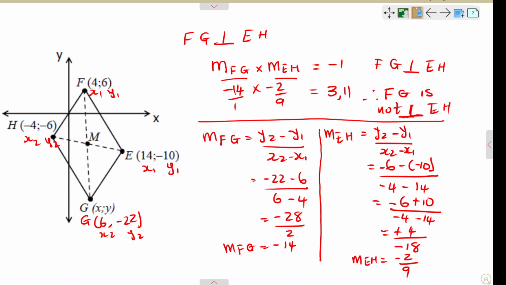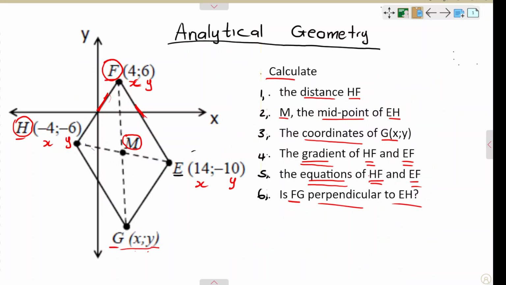If you multiply them and they give you negative 1, then you can say FG is perpendicular to EH. But if it is not equal to negative 1, then that means they are not perpendicular lines. I think we have now come to the end of our exercise. We have answered all the questions from question 1 up to question 6. So this is the whole chapter on analytical geometry.